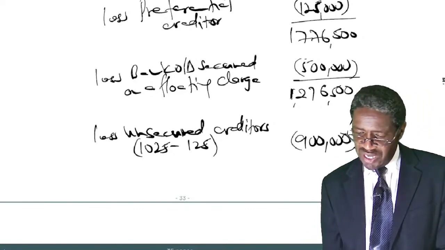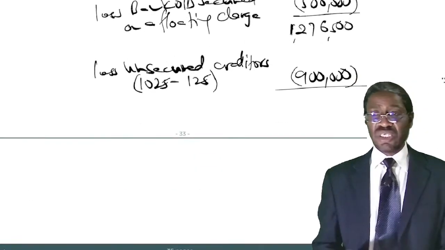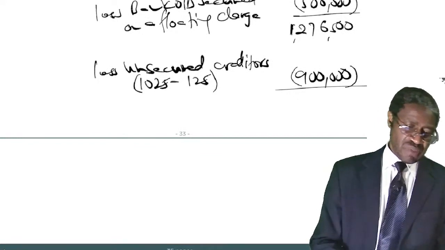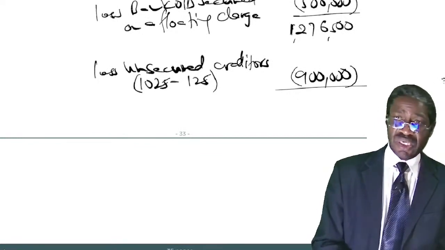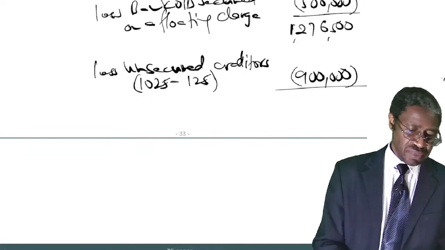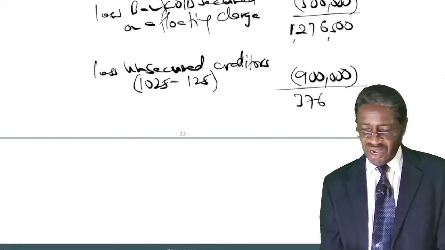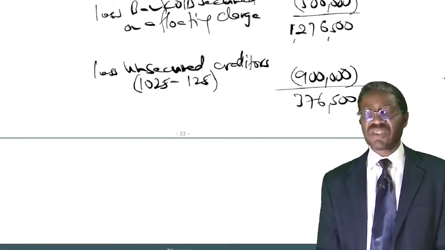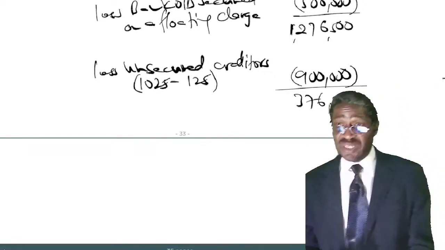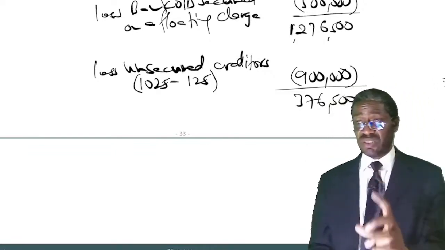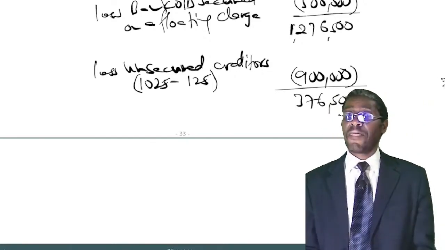So if we pay the unsecured, it looks like money is still remaining. How much? If we pay the unsecured, we are remaining with a balance of how much? We take 1276.5 less 900, which leaves 376,500. Good. So we have paid the secured creditors and the unsecured. They have enough money to go home with in case the company is liquidated.